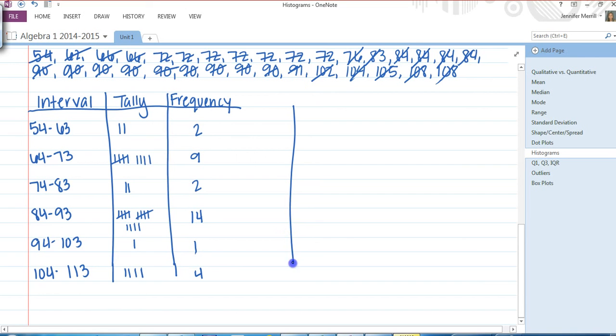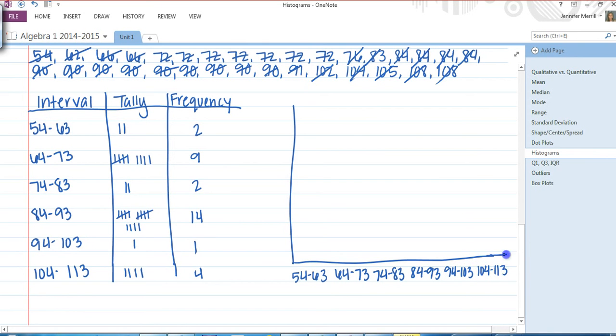If I draw that graph, once again I'm going to put the intervals, so 54 to 63, 64 to 73, 74 to 83, 84 to 93, 94 to 103, and 104 to 113. And I'm going to go by 2s again, so 2, 4, 6, 8, 10, 12, 14, 16.